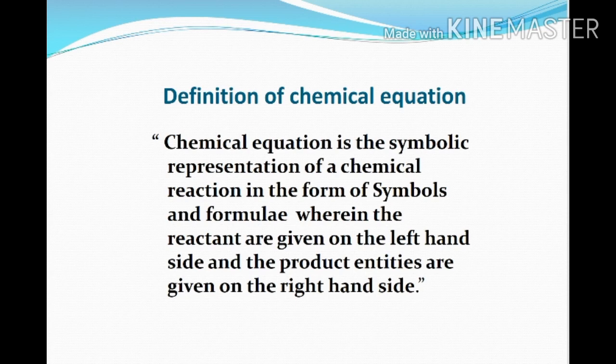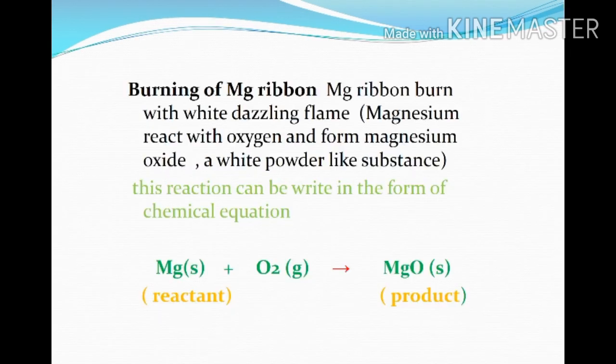First of all, we will take an example of burning of magnesium. Okay? See, Mg plus O2 gives MgO. This is the chemical equation of burning of magnesium. Here a question comes in students' minds: why is O2 here?